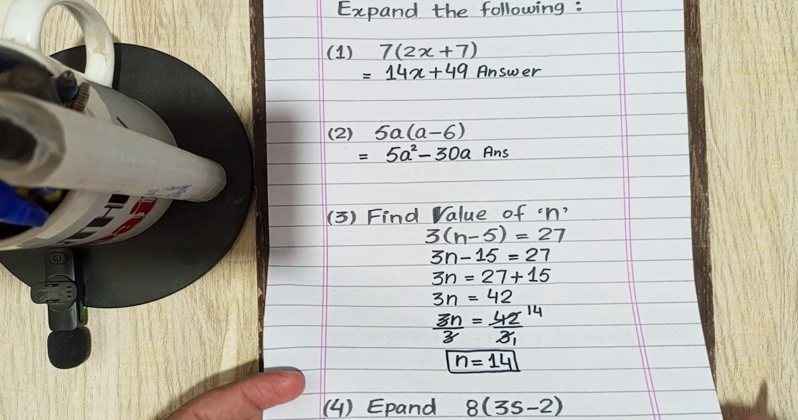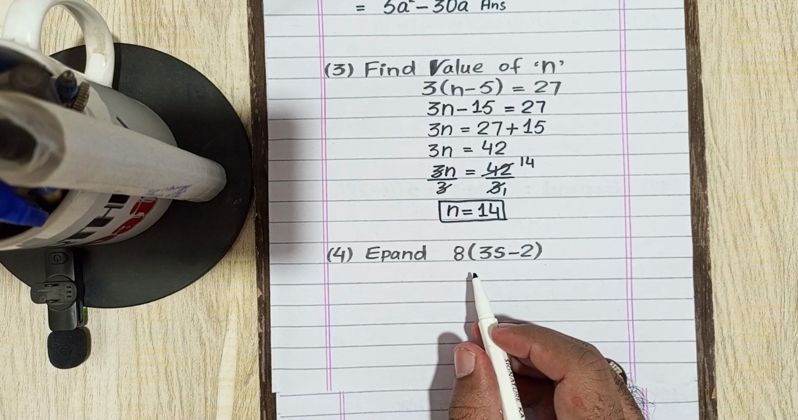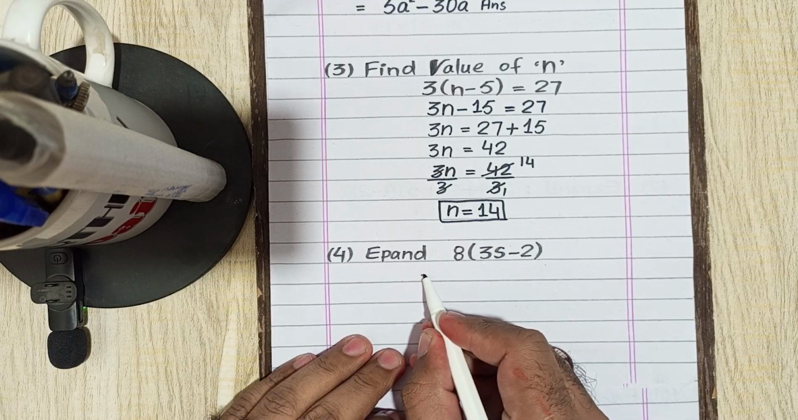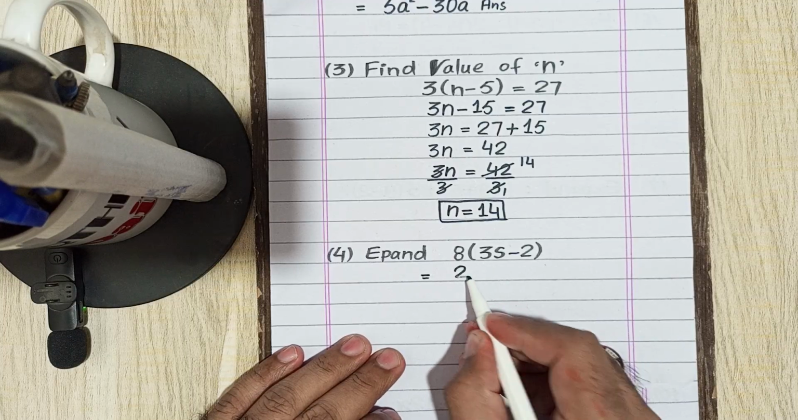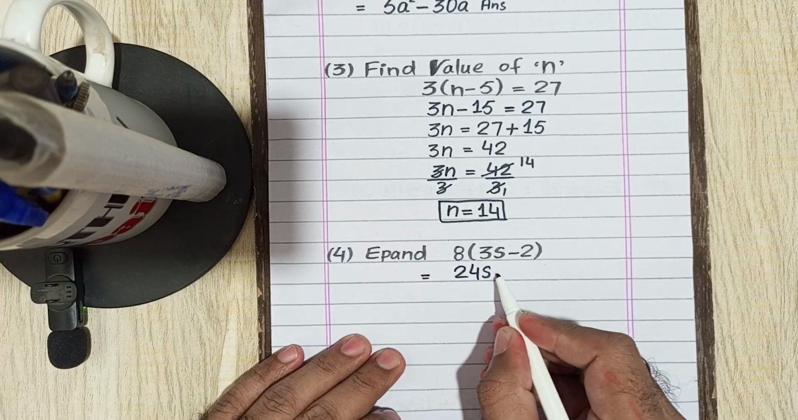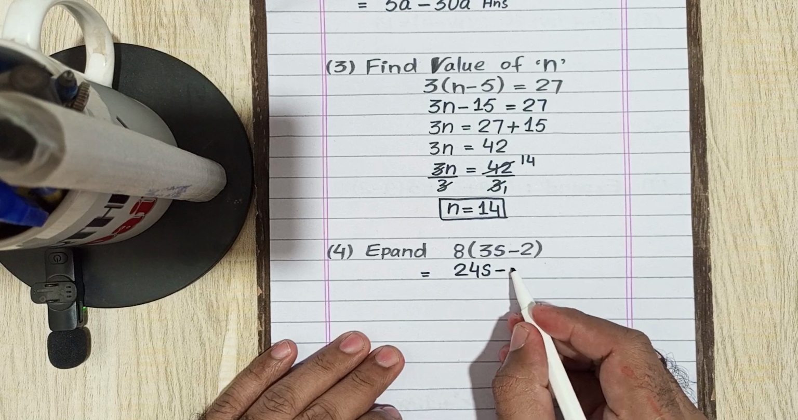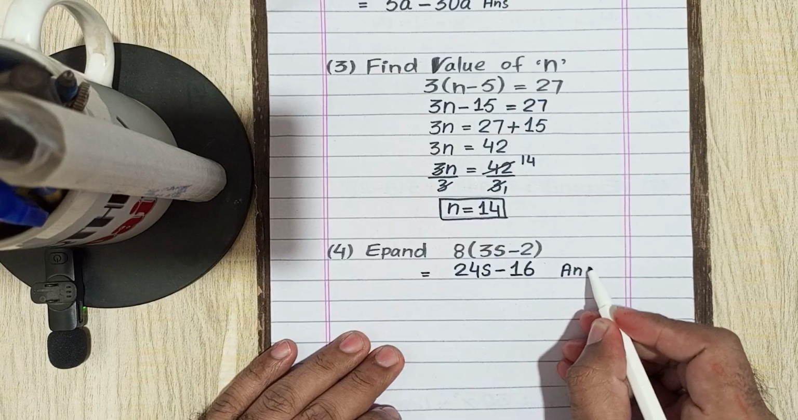Now we have the next question, question 4. We have 8 into 3s minus 2. So we just expand this value, we multiply 8 with 3. So we have 24s, minus sign as it is. So we multiply 8 with 2, 8 2s are 16. So this is our final answer. I hope you got it.